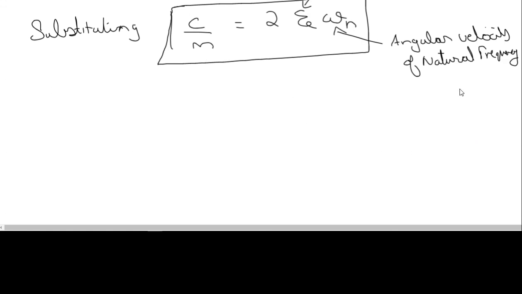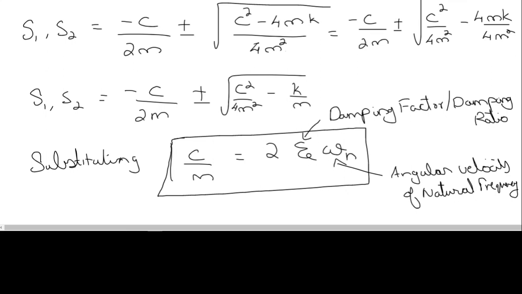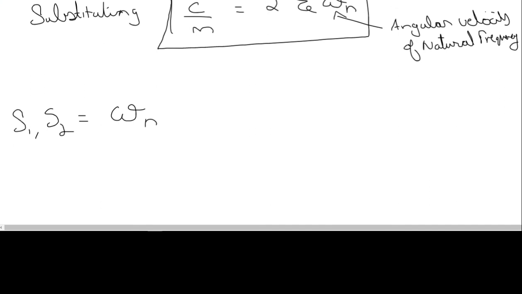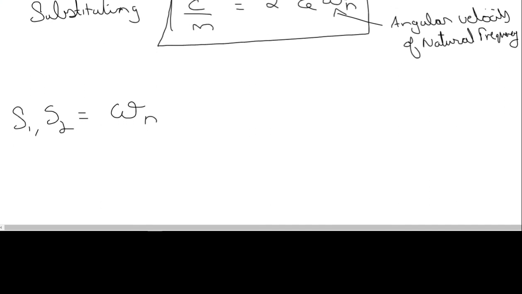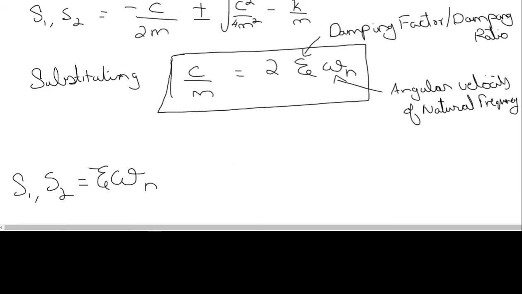So substituting this c by m is equal to 2 epsilon omega n in this equation. So c by 2m will be epsilon omega n. C square by 4m square will be epsilon omega n whole square, and we can keep k by m. So that equation becomes s1 comma s2 is equal to minus epsilon omega n, because c over 2m will be epsilon times omega n.